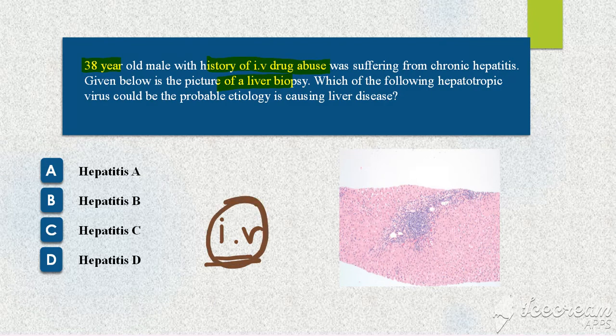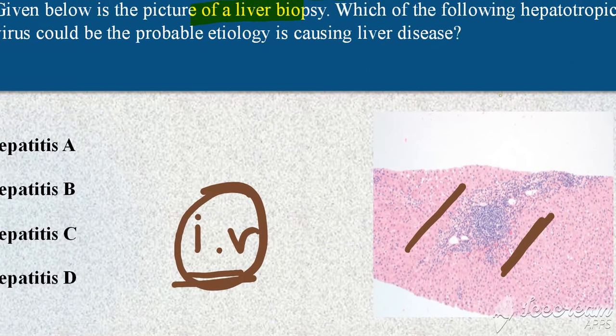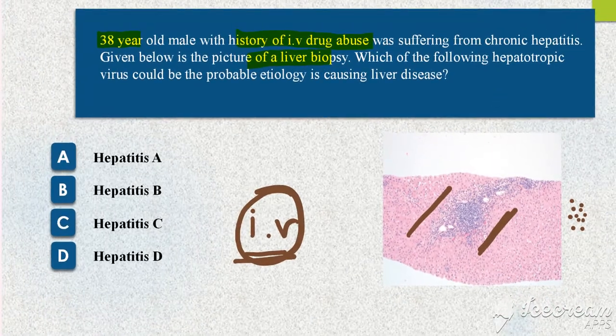So this is one of the clues, and the next clue is the liver biopsy. What is this liver biopsy showing here? In the liver you have some lymphoid aggregate. All these blue ones are lymphocytes. Near the portal tract you have your lymphoid aggregate. So these are your clues. With this background, what can you diagnose?